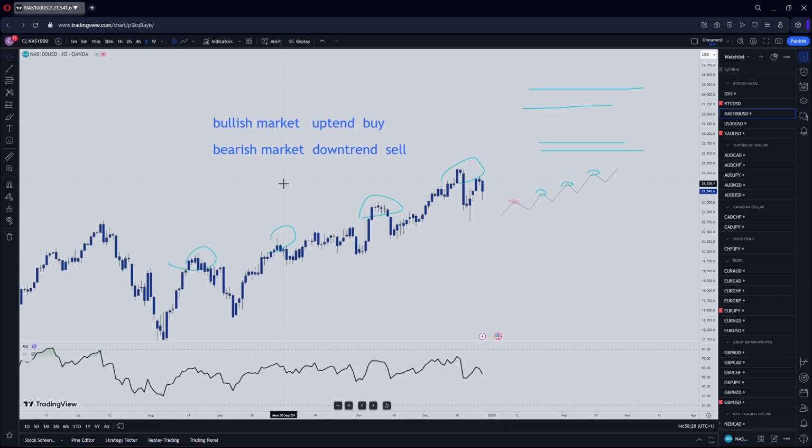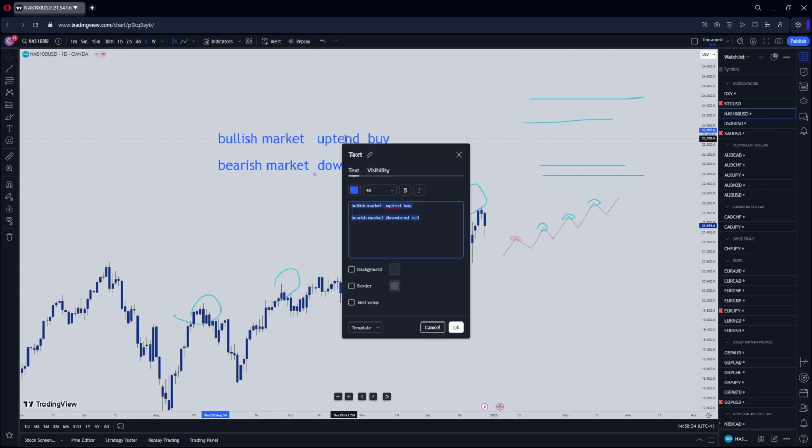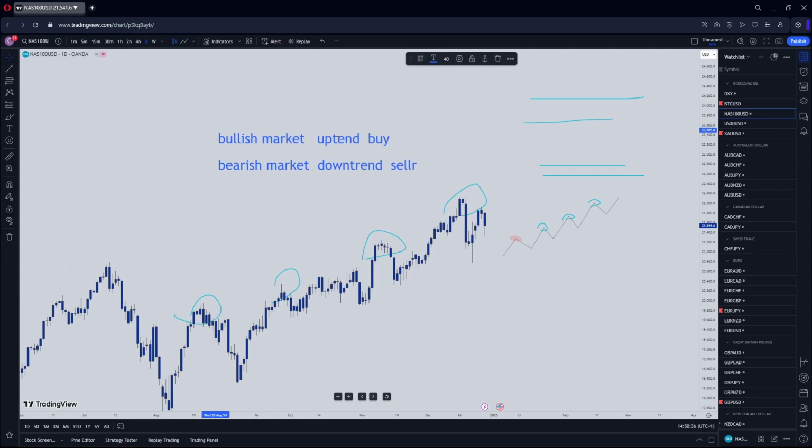As simple as that. The bullish market means we are in an uptrend. I want to correct this spelling here. The bullish market means we are in an uptrend and you are looking to buy. The bearish market means you are in a downtrend and you are looking to sell.